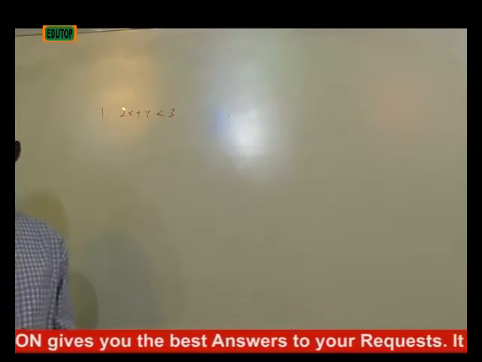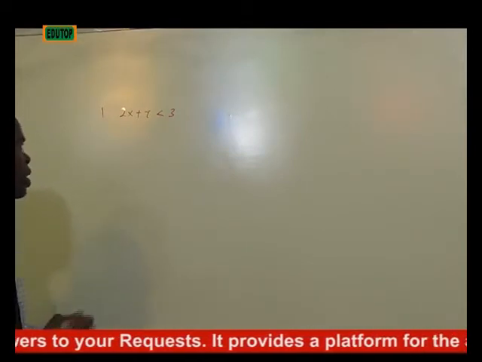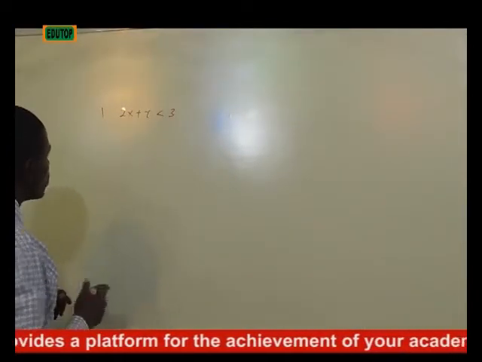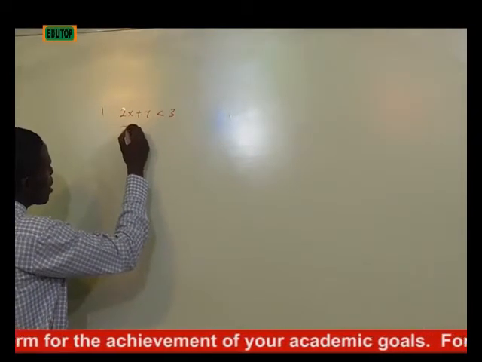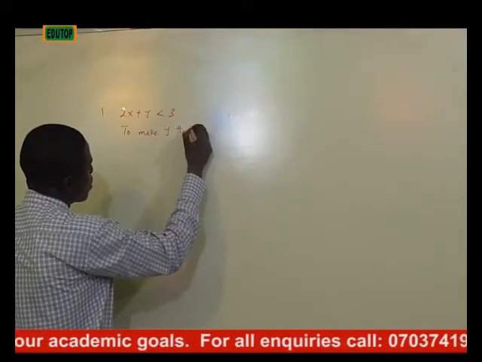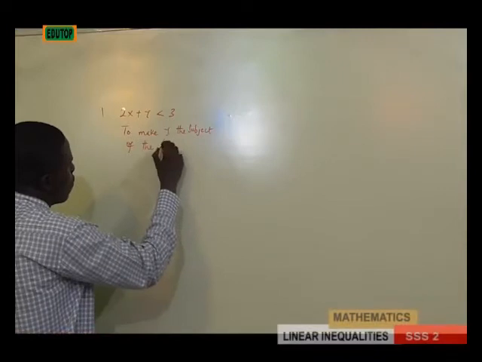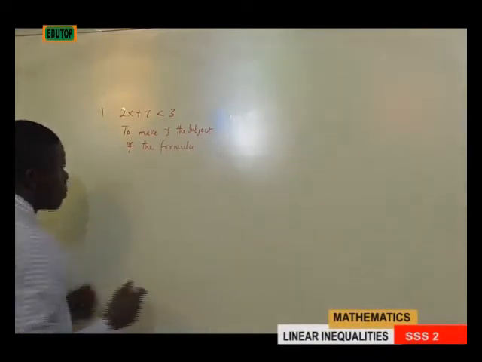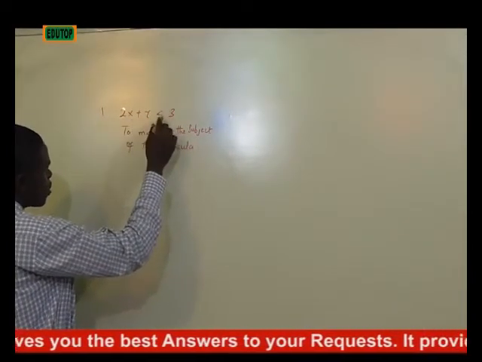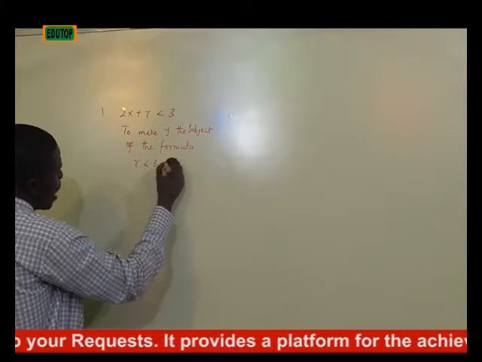And we are asked to show on a graph the region that contains the set of points for which this particular inequality holds. So the first thing we do here is to make y the subject of the formula, and by so doing, the first thing we do is to transfer this one to the other side, and when it crosses this inequality sign, the sign changes. You have y less than 3 minus 2x.